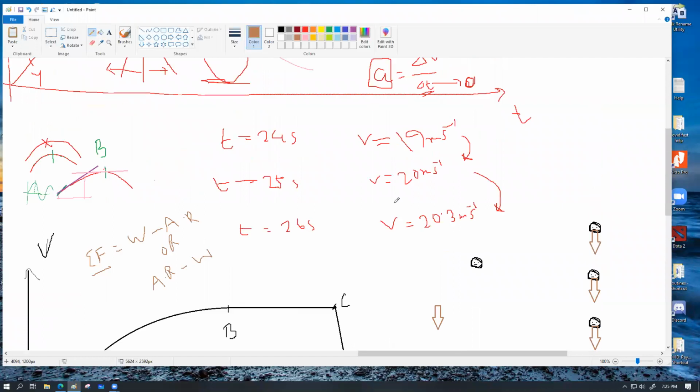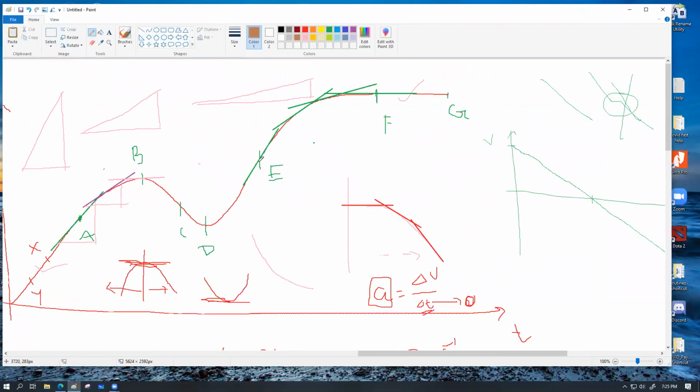Now, kids, remember one thing from this figure: increasing velocity does not mean increasing acceleration. Increasing velocity can have decreasing acceleration. Similarly, decreasing velocity can have increasing deceleration. Do you see it?